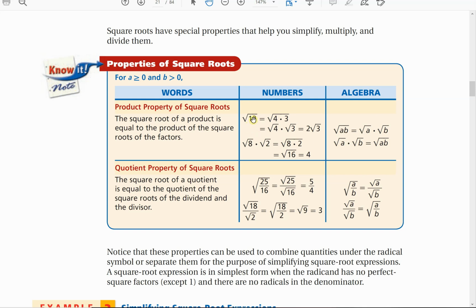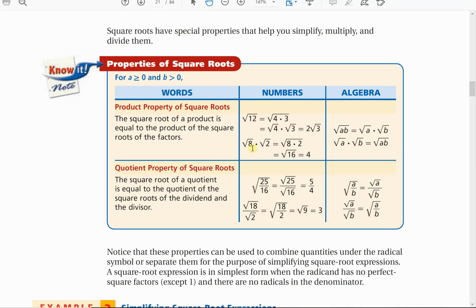Well, if I have something like the square root of 12, 12 is not a perfect square. However, it has a perfect square factor in it, 4. 4 is perfect, it's on our list. So I could break this up into 4 times 3, and the square root of 4 is 2. The square root of 3, I can't do anything with it, so I get 2 times the square root of 3.